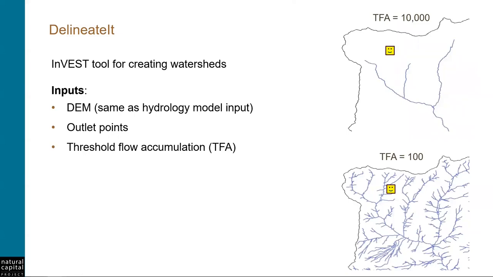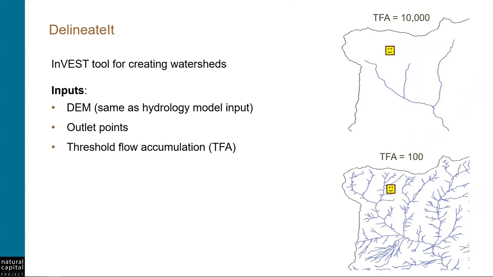Delineate It also takes in a threshold flow accumulation, or TFA, value, which is used to create the stream network. Threshold flow accumulation is a number that defines the number of upstream pixels that must flow into a particular pixel for it to be considered part of a stream.